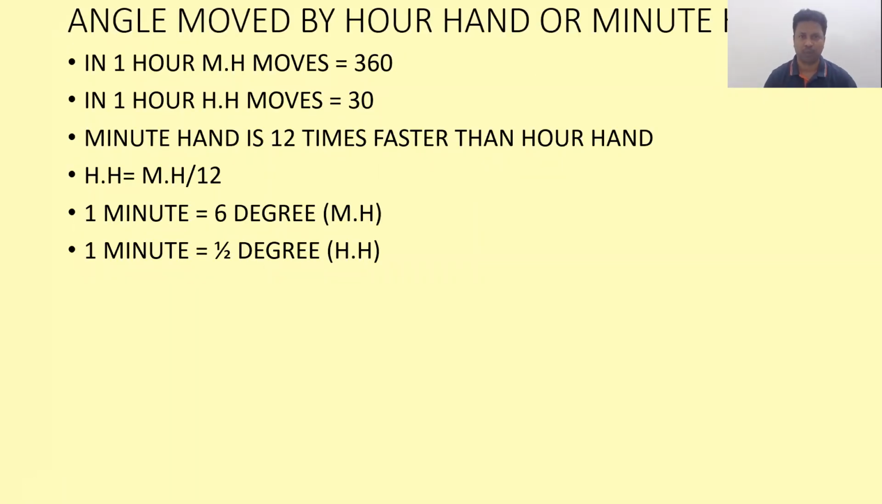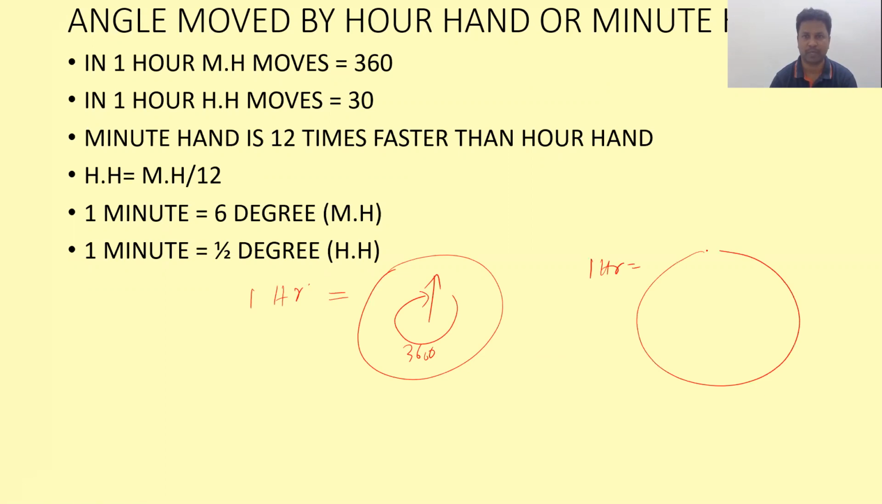First, in 1 hour, minute hand moves 360 degree. So for example, in 1 hour, what will happen? The minute hand will move entire 360 degree. Okay, so the movement of minute hand is 360 degree. In 1 hour, the hour hand will move how many degree? It will move 5 minutes from 12 to 1, correct? 12 o'clock to 1 o'clock, the hour hand will move only 5 minutes.